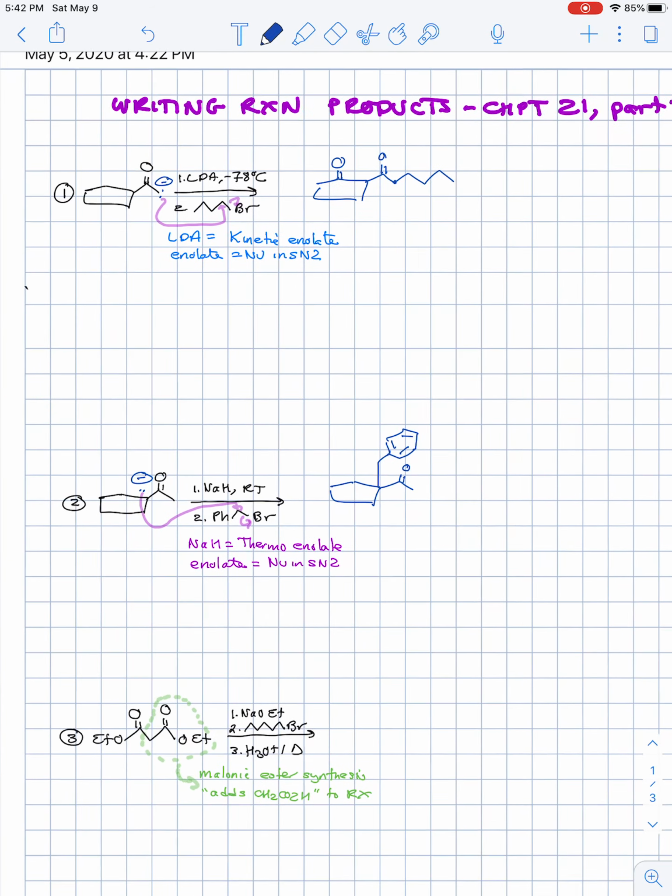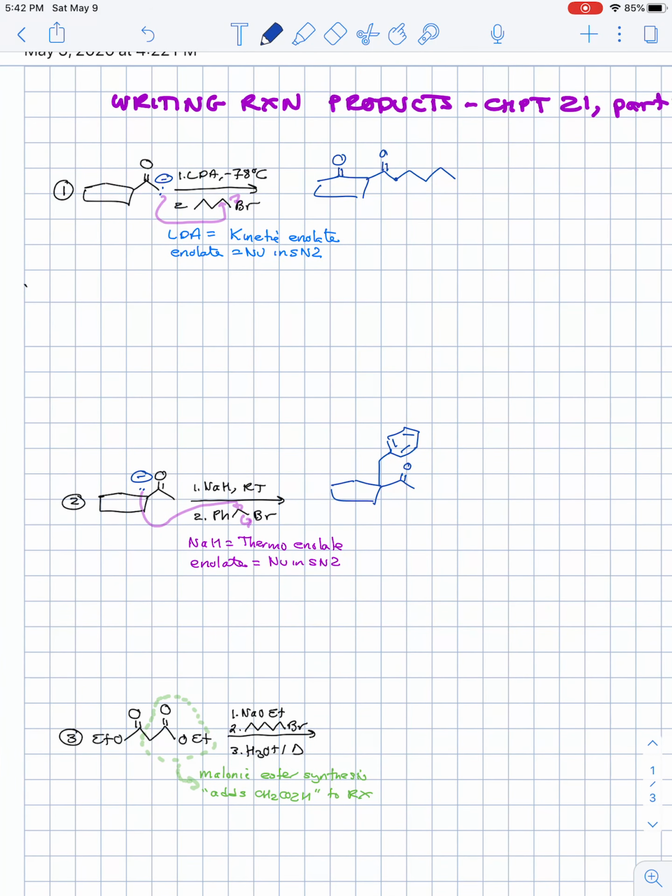And, you know, these alkylation reactions will work with any sort of an alkyl halide that's a suitable SN2 substrate, because this is an SN2 reaction. So we're talking methyl, benzyl, primary, those kinds of things.